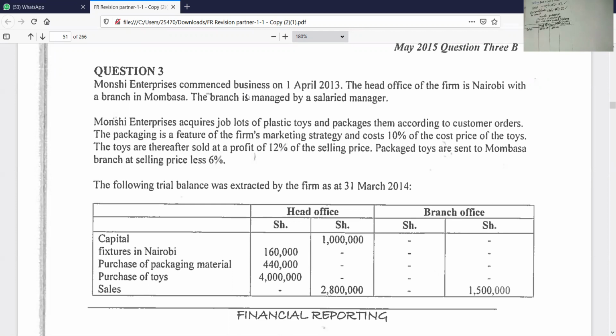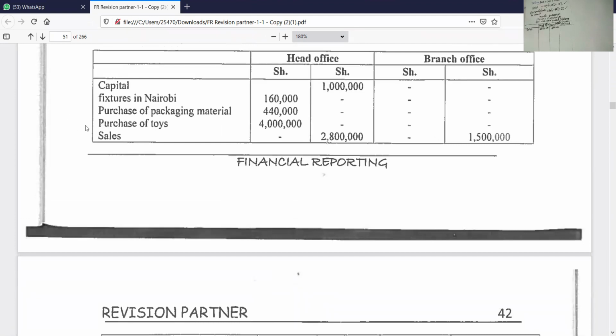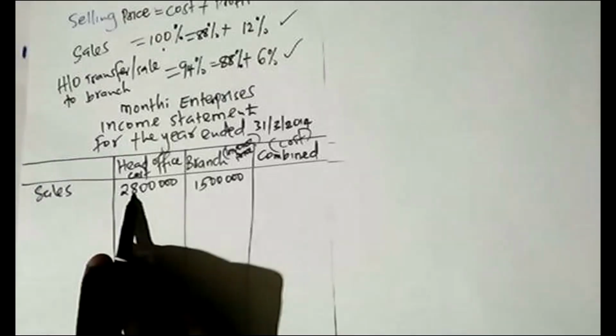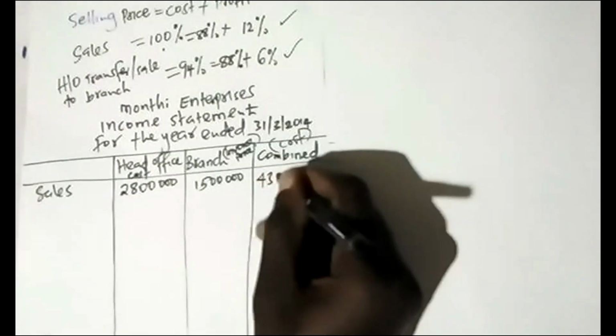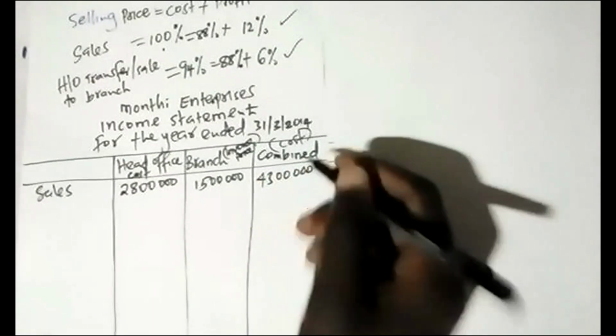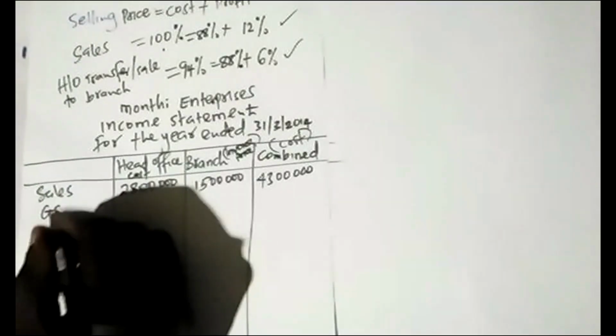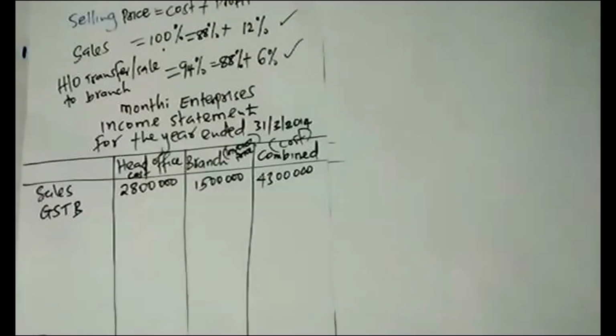So on this scenario, I will display some items. We have sales. For the head office it is 2.8 and for the branch it is 1.5. That is direct. So for the combined, you take 2.8 plus this one, that is 4.3. Then after that, you talk about goods sent to branch, again from the trial balance. There is something here which I know you might dispute.